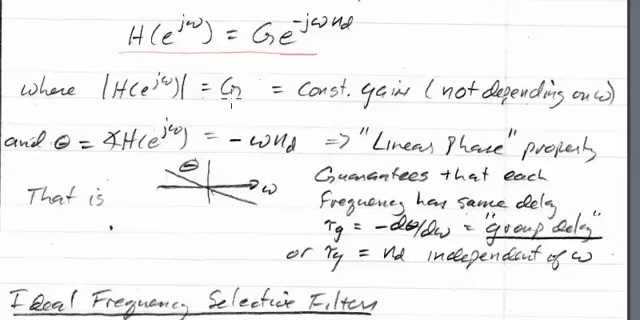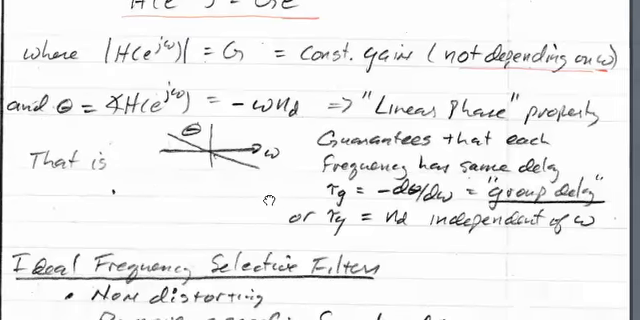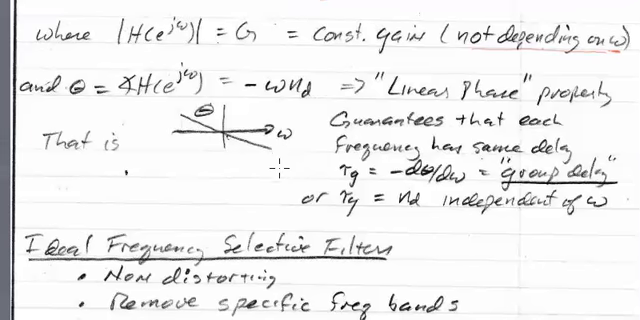So gain means it doesn't depend. Constant gain means it doesn't depend on frequency. Linear phase means when we look at the phase, it's a straight line through the origin. Okay, and that's the linear phase requirement. It guarantees that every frequency in our desired signal has the same delay.